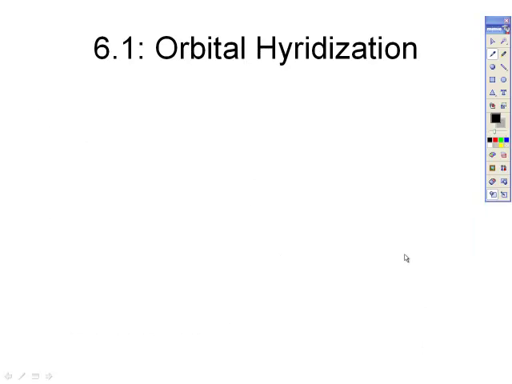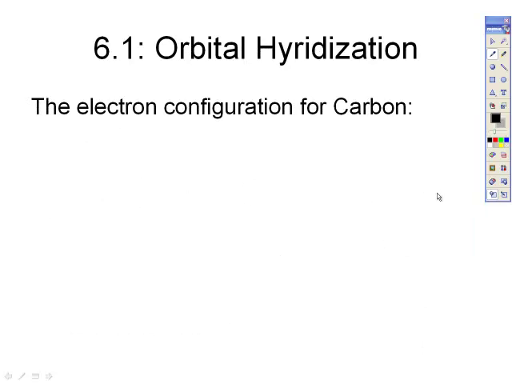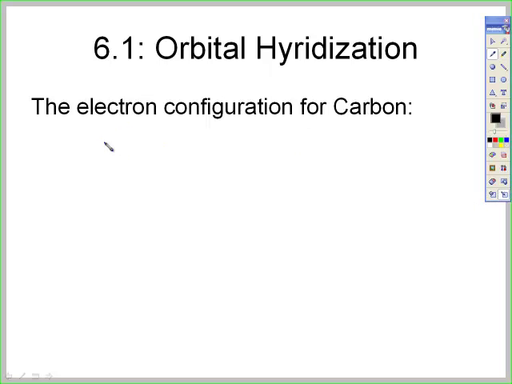Let's talk about some orbital hybridization. Let's talk about the electron configuration for carbon. If I were to write carbon's 6 electrons into an electron configuration, from last year I would say that it would be 1s2, 2s2, 2p2, which would give me 4 valence electrons in the second energy level.